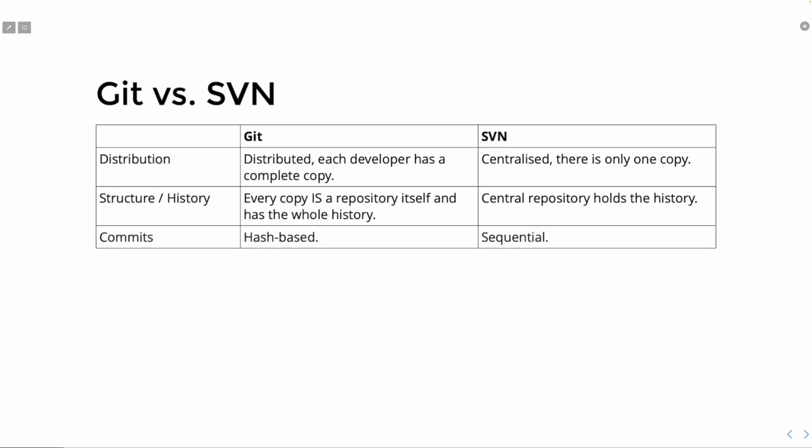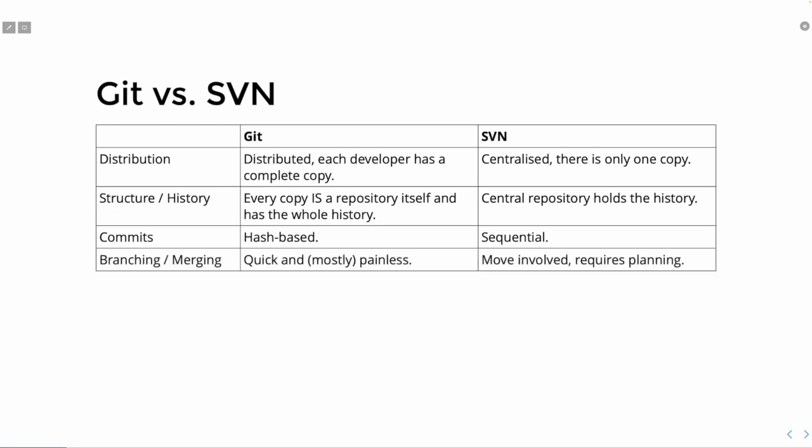For the commit strategy, SVN is sequential, whereas Git is hash-based, and that hash is generated on a number of factors, but you can consider it to be more or less random. Branching and merging: in Git, it is quick and mostly painless unless you have merge conflicts. In SVN, it's much more involved and requires a lot of planning to bring all the branches in and consider what is authoritative.